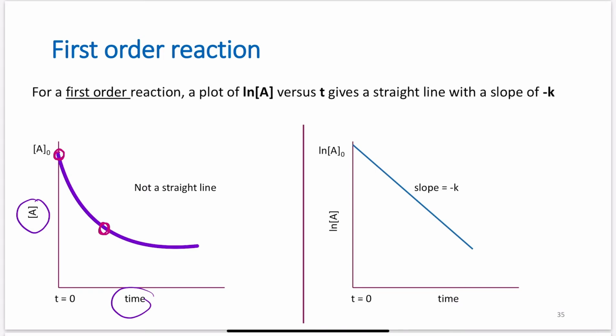But if I plot it based on that equation for first order, natural log of A sub t equals negative kt plus the natural log of A naught, I get a linear line. So if I plot data where I take the natural log of the concentration of A at time t, and I plot that as a function of time, and it gives me a straight line, first of all, I know the slope equals negative k, but I also know then that this data represents a first order reaction.